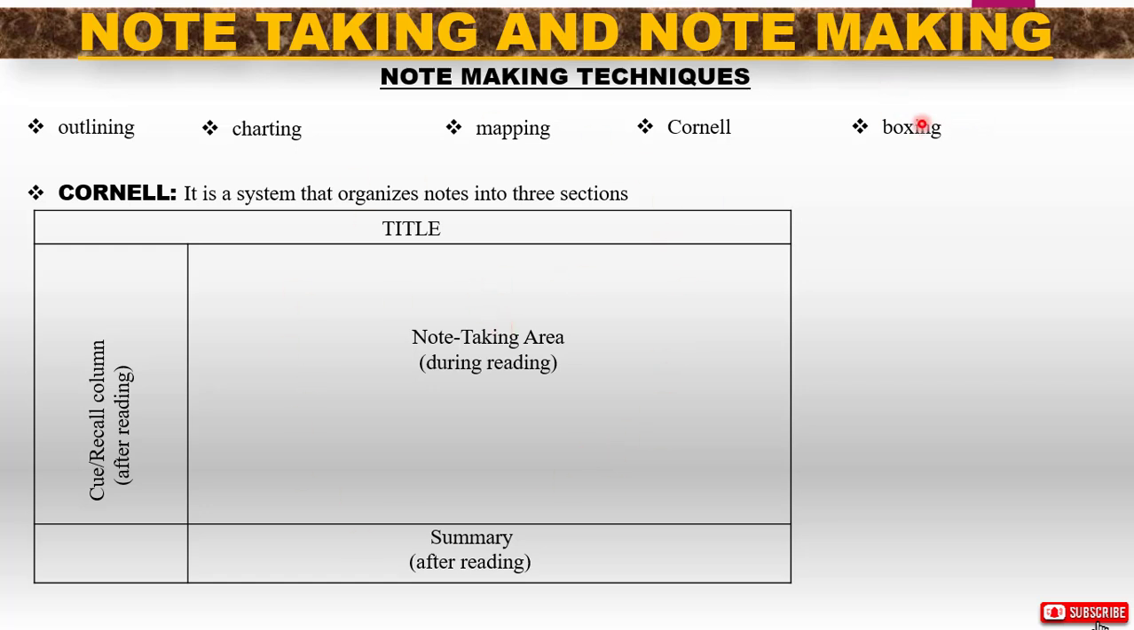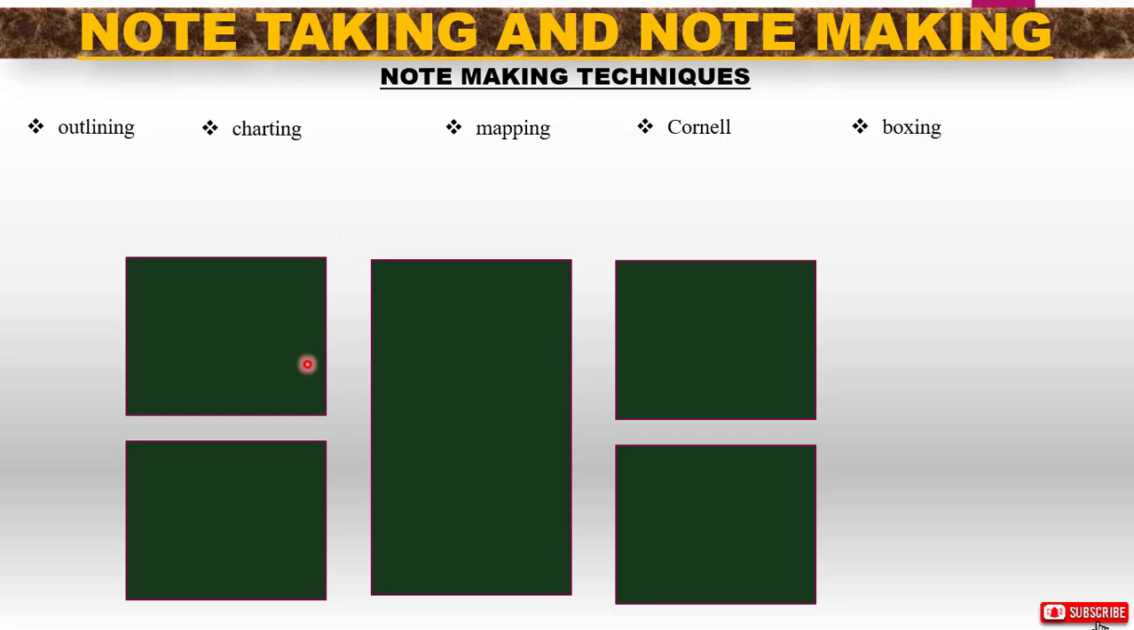What about the boxing method? Now, as you can see here, we have arranged some boxes. So the boxing is the note-making technique where information is organized into separate boxes. So it will require a lot of what? It will require a lot of space and boxes. So if you do not have enough space, then you can't use this particular technique.